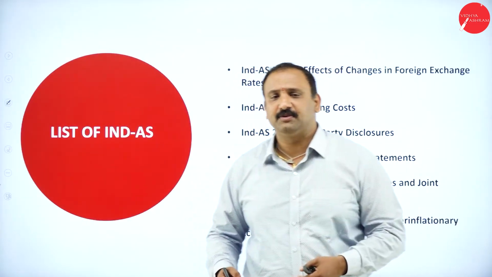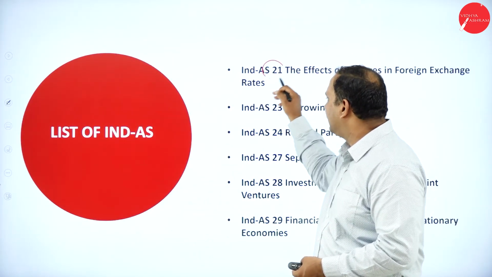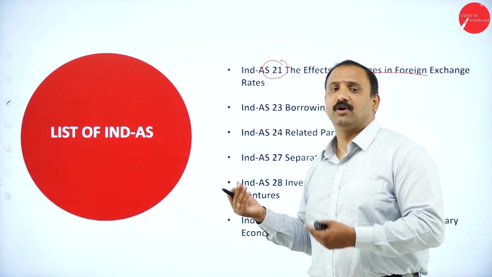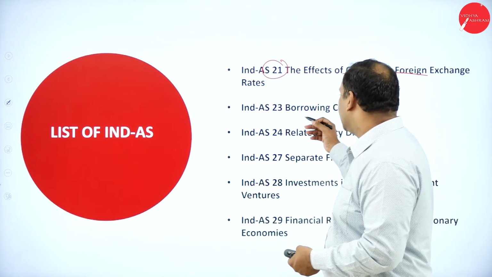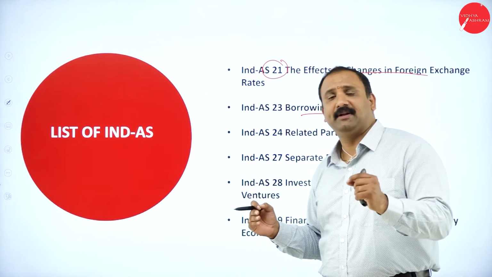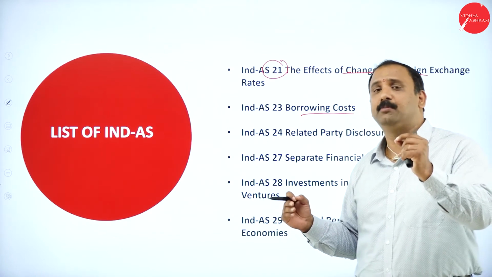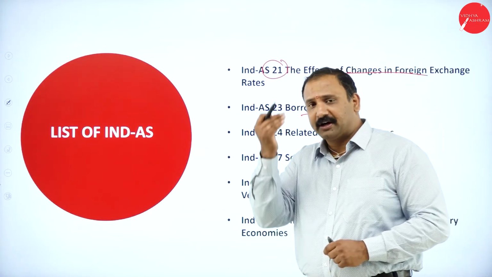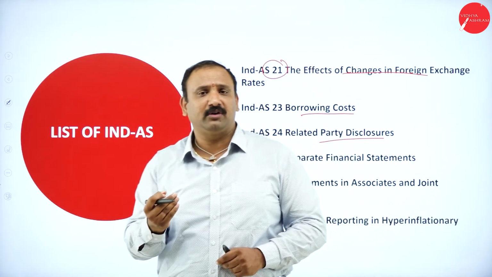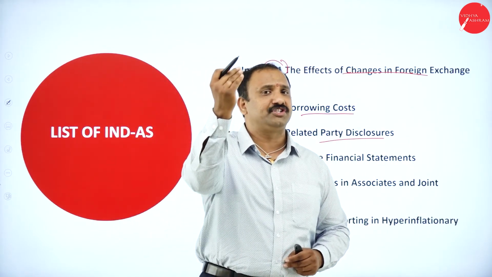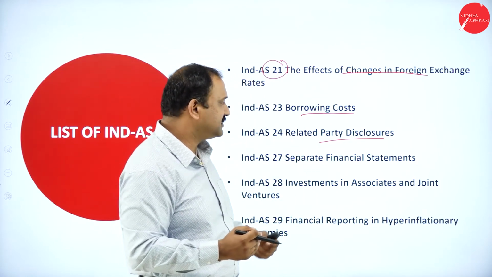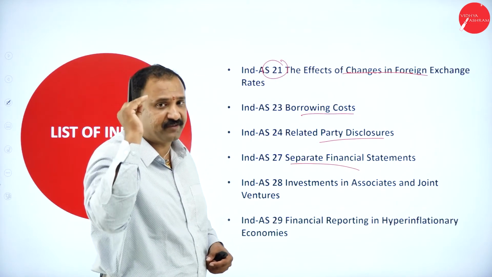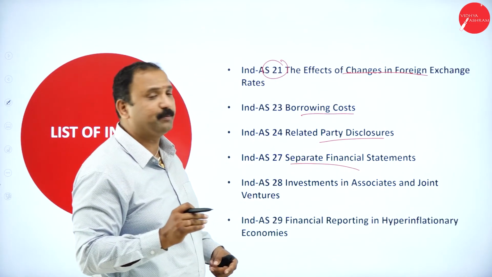Now, the other factors I would also like to talk about is the effects of changes in foreign exchange. This is coming up in a big way these days because of the export factors. Then the borrowing cost. That is also very, very important. How are you looking into the borrowing cost factor? The related party disclosure. Whenever a company is getting into any sort of transaction, what are the disclosures that you have done? What are the transparency factors?